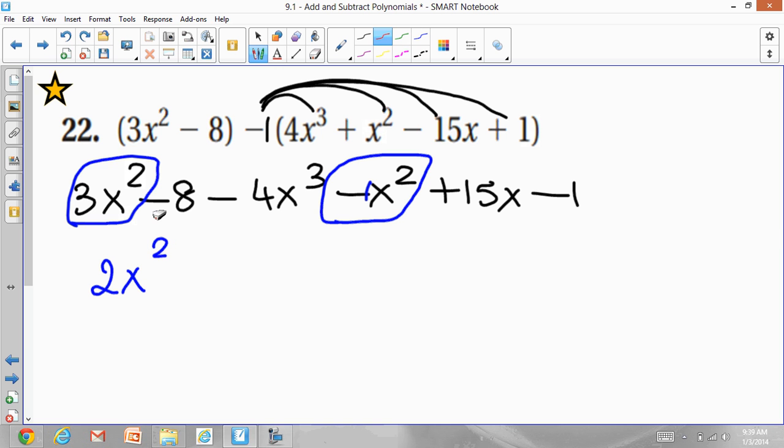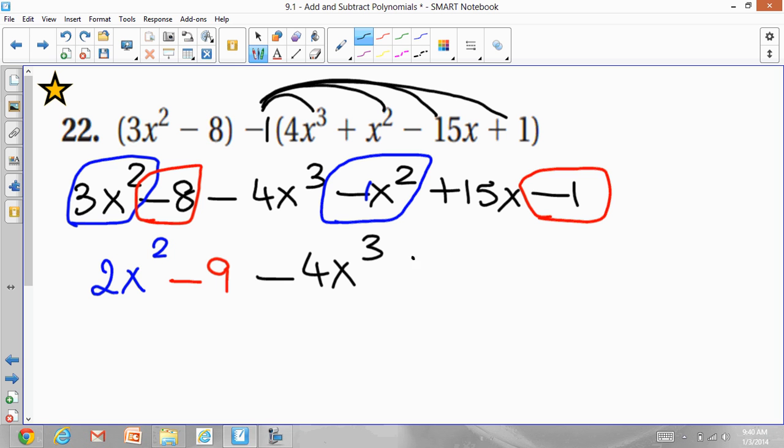Now negative 8, which doesn't have any variable, I'm combining it with negative 1. Negative 8 and negative 1 combine to give you negative 9. Now this, there is nothing else to combine with, so I'm just going to bring it down. And positive 15x, there is nothing else to combine, so I'm just going to bring it down.